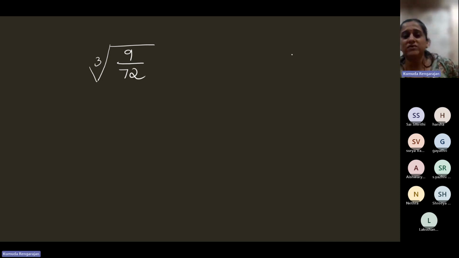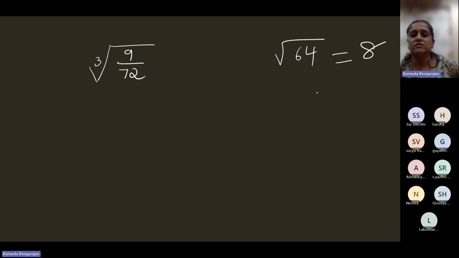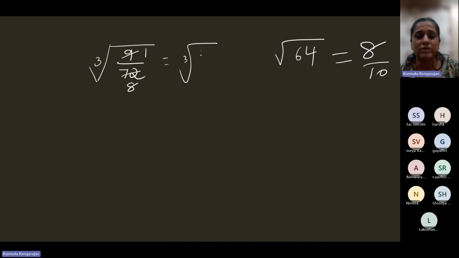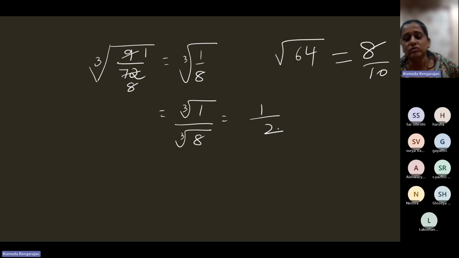Now, supposing your teacher has given you a score like this. What is the value of this one? 8. So you have scored 8, maybe out of 10. Now, what is the value of the cube root of 9 by 72? 9 ones are 9, 9 eights are 72. So we have cube root of 1 by 8. The cube root of 1 by 8 is cube root of 1 by cube root of 8. Cube root of 1 is 1, of 8 is 2.